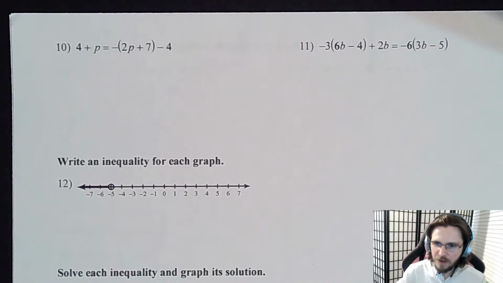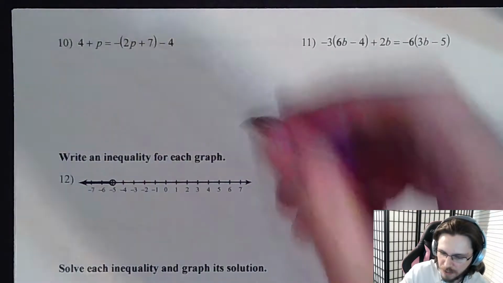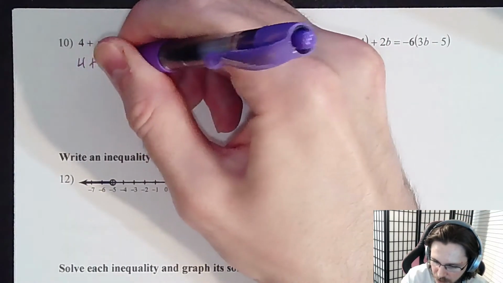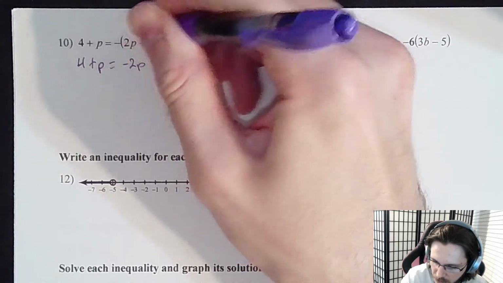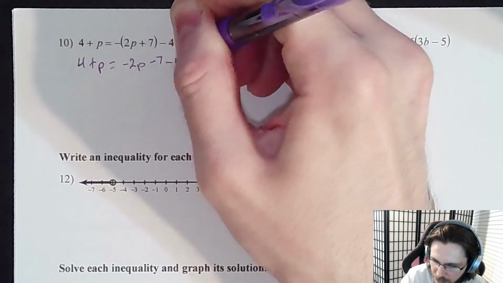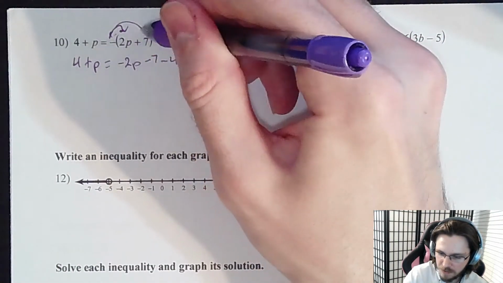Number 10, yet again, we have more distributive property, more moving things around, trying to solve it out. Let's do it. Nothing happens different on the left here, but on the right, we have a negative sign we got to distribute. So -2p minus 7 minus 4. Again, that negative sign is what you're distributing out.